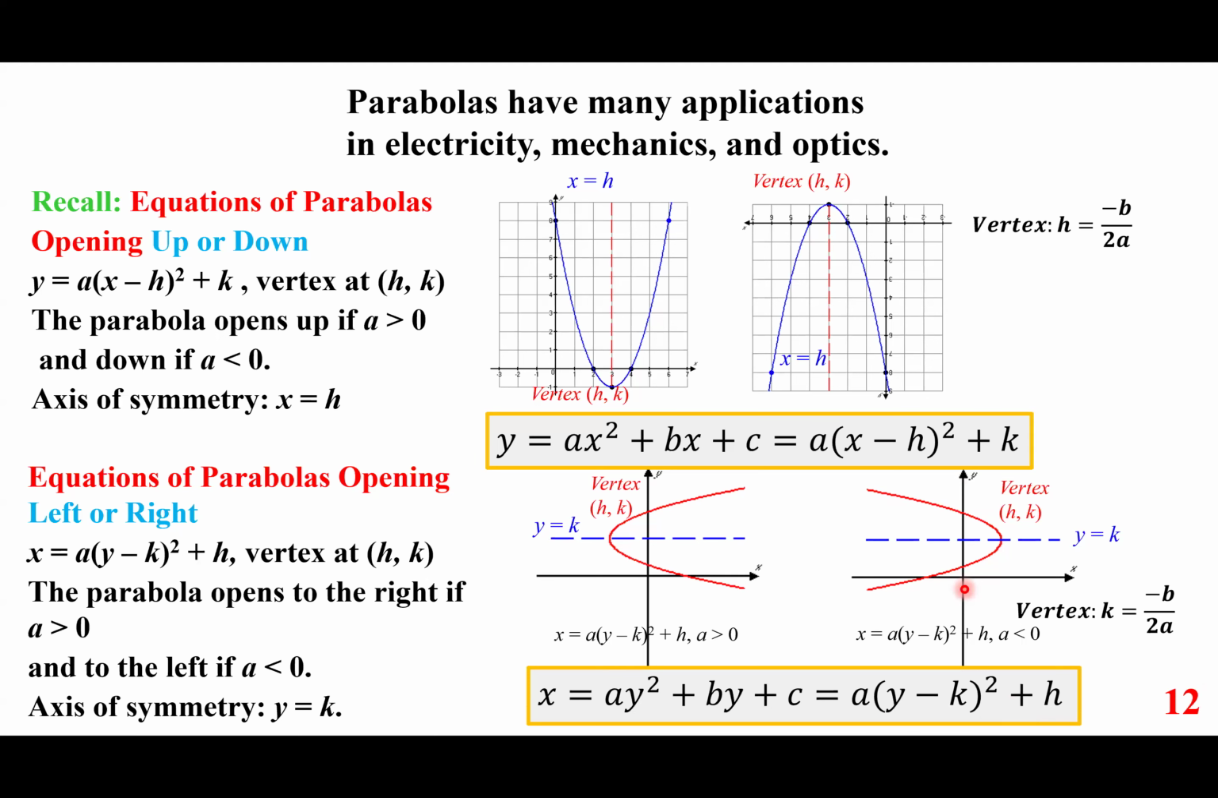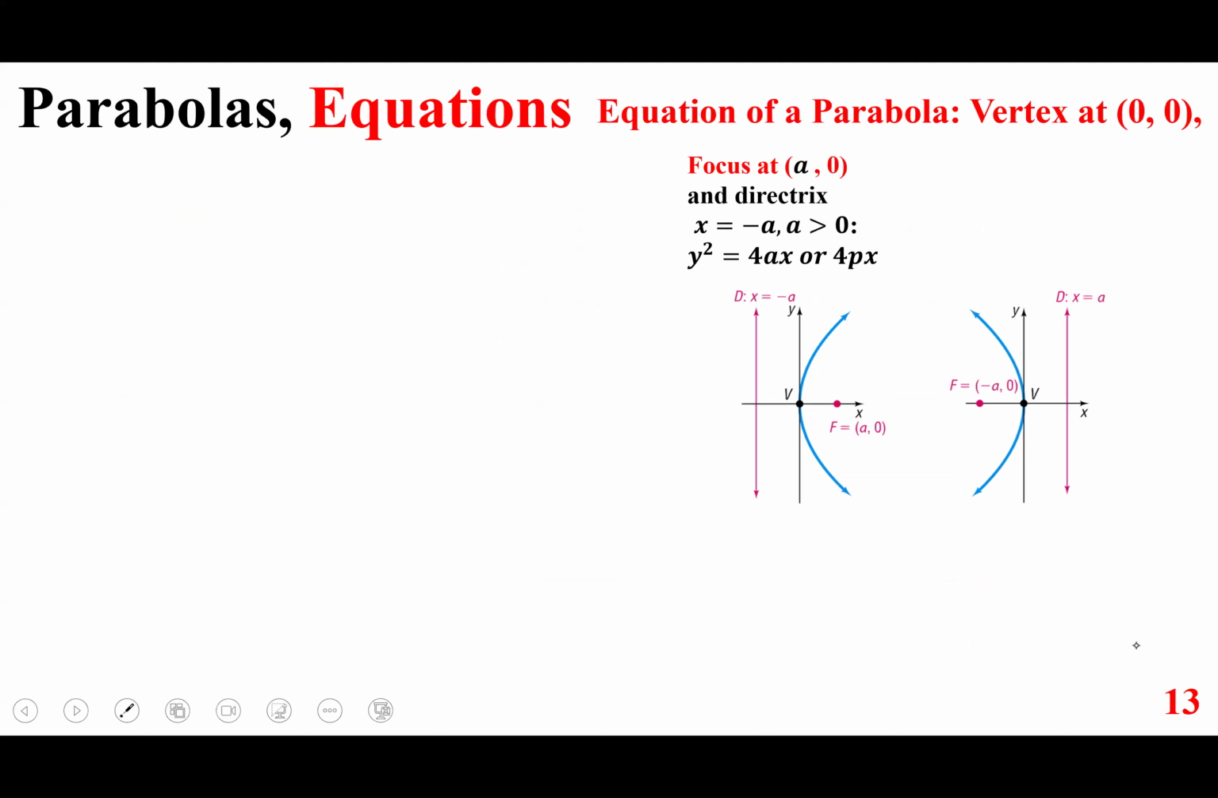So vertex, k equals minus b over 2. All right, let's continue with that. Equation of a parabola, vertex at 0, 0, focus at (a, 0) or (p, 0) and directrix x equals minus a. y squared equals 4ax or 4px, depending upon whether you use a or p. In many texts they use a. I'd rather go with p because of what we just looked at, y equals ax squared plus bx plus c, and so on.